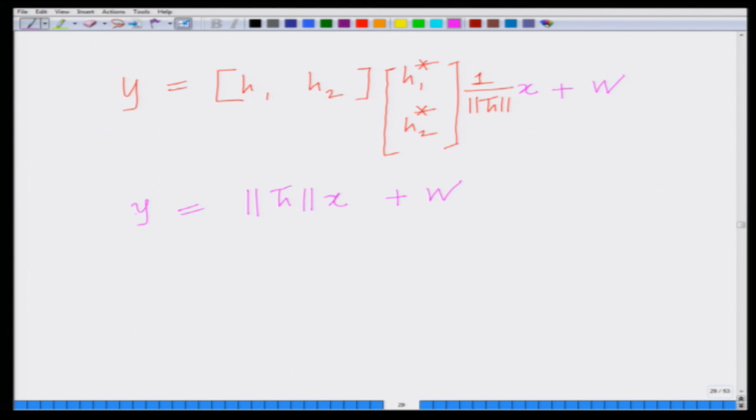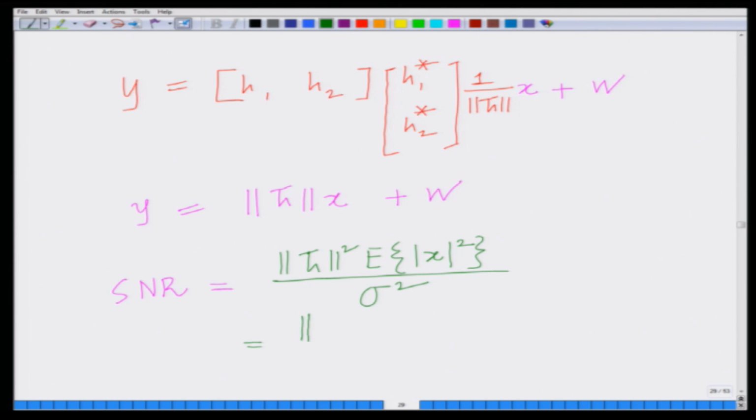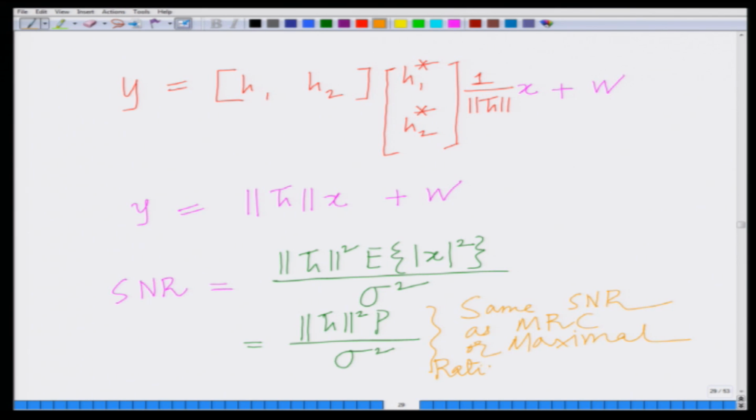And very interestingly, what you see here is now if I compute the SNR of this scheme, I am going to have SNR equal to norm H bar square expected magnitude x square divided by variance of the noise sigma square, which is equal to norm H bar square P divided by sigma square, and you will see that this is exactly the same SNR as MRC or maximal ratio combining. This is exactly the same SNR as MRC, right.